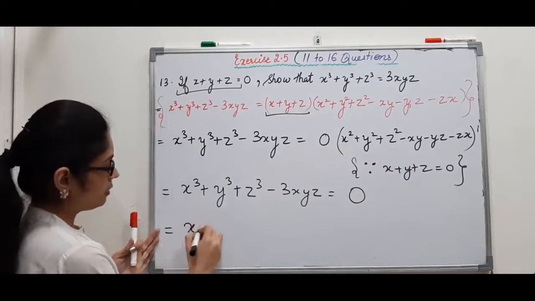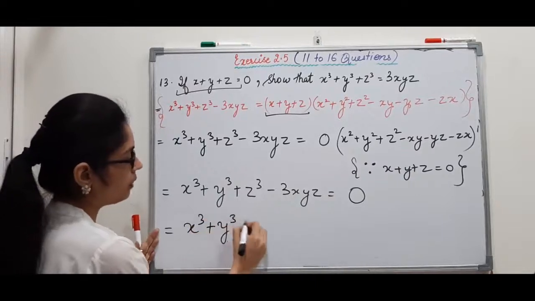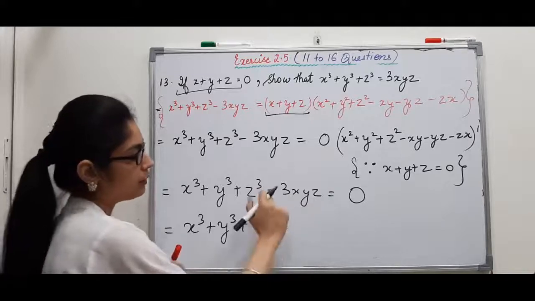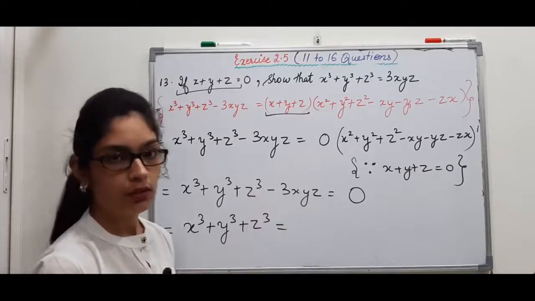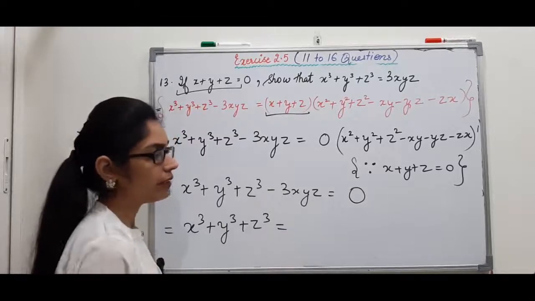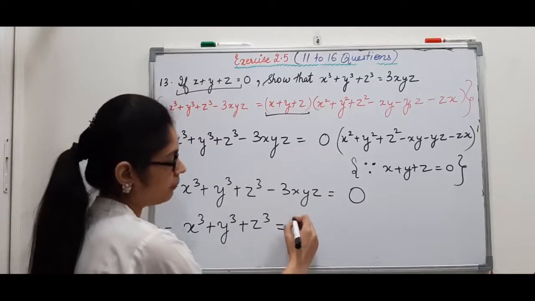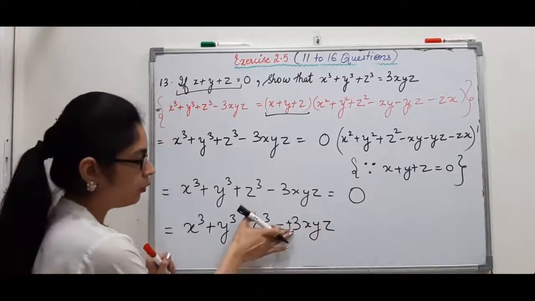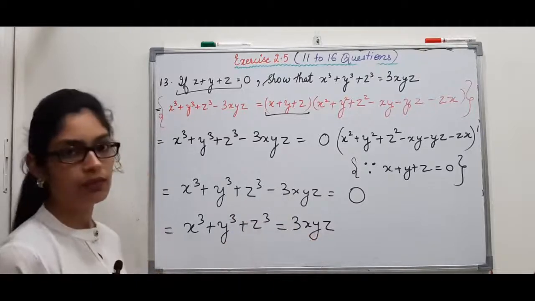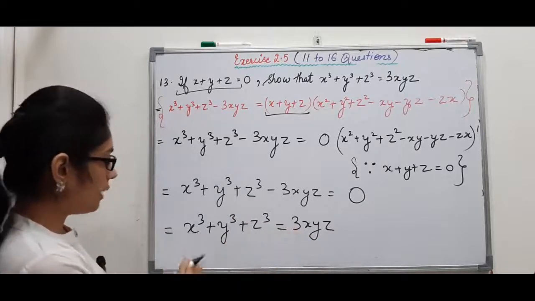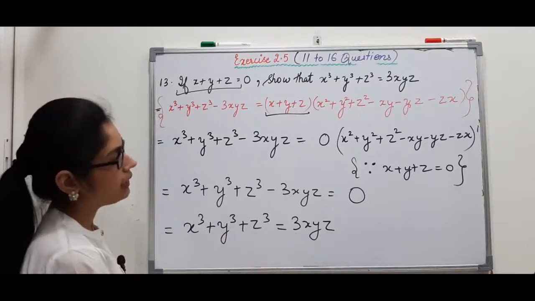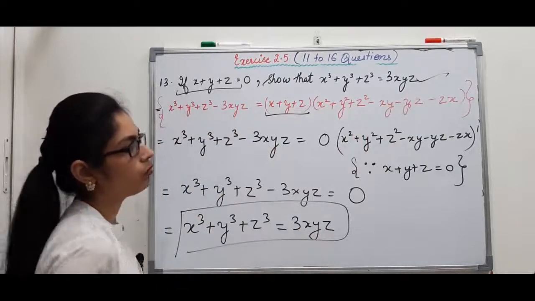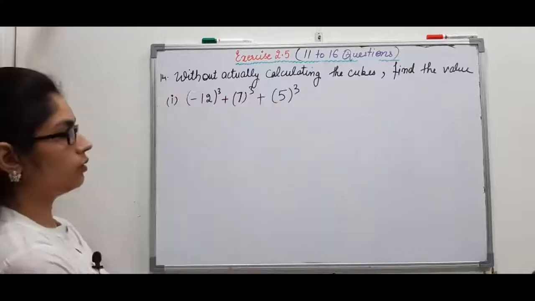Now you can see x cube plus y cube plus z cube, just shift this to the other side. So minus 3xyz, if you are shifting to the other side, will change to plus 3xyz. A plus sign, if you want you can write it, no need to write, because the number itself is a positive number. So now you have got x cube plus y cube plus z cube equals 3xyz. That's what you had to prove. So you can write hence proved. Now let's do the next question.